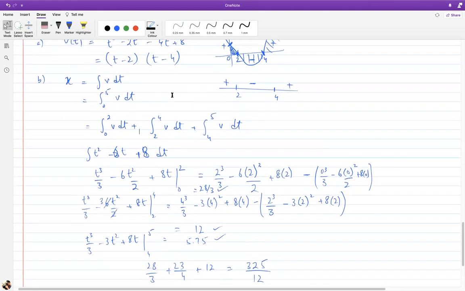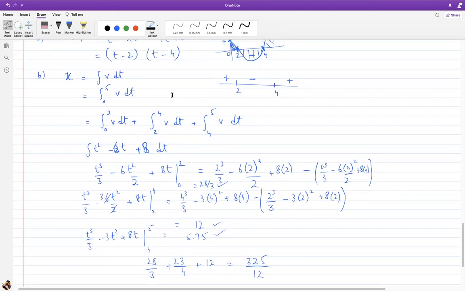Okay, does that make sense? How we found distance from velocity? And is it clear why we had to change signs and why we had to break the limits? Why couldn't we just say, okay, from 0 to 5? We couldn't do that because the thing was changing direction. Every time the thing changes direction, the limits have to be changed and we have to break the integral.